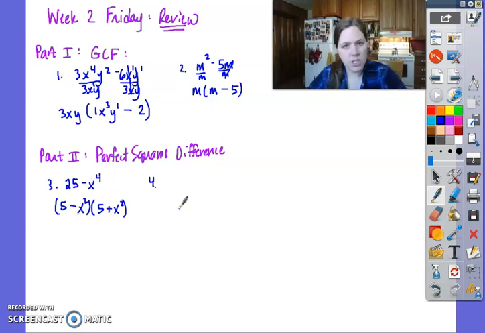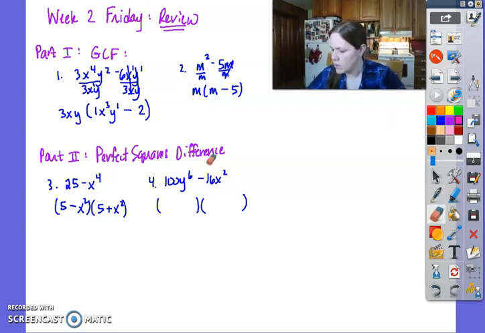Opposites. Boy, I wish you were here to answer these questions in person. It's a little less awkward. Number 4. 100y to the 6th minus 16x squared. Oh, let's change that. I don't want these to have any perfect squares. So let me change this to, how about we make it 9? All right, my apologies for that.